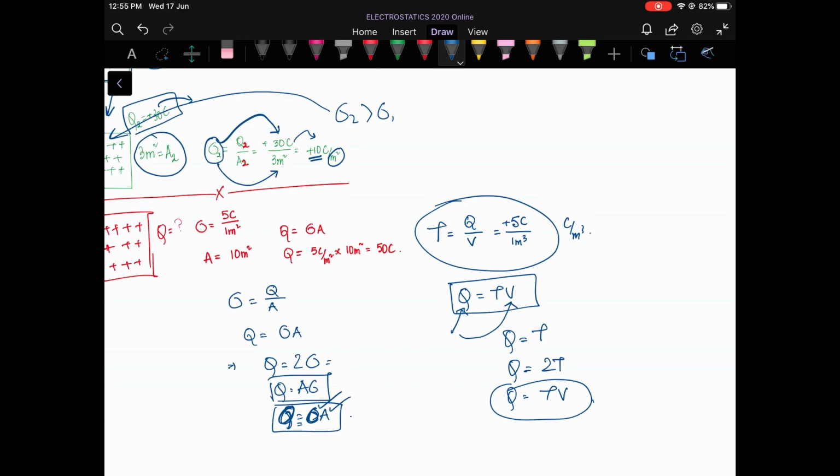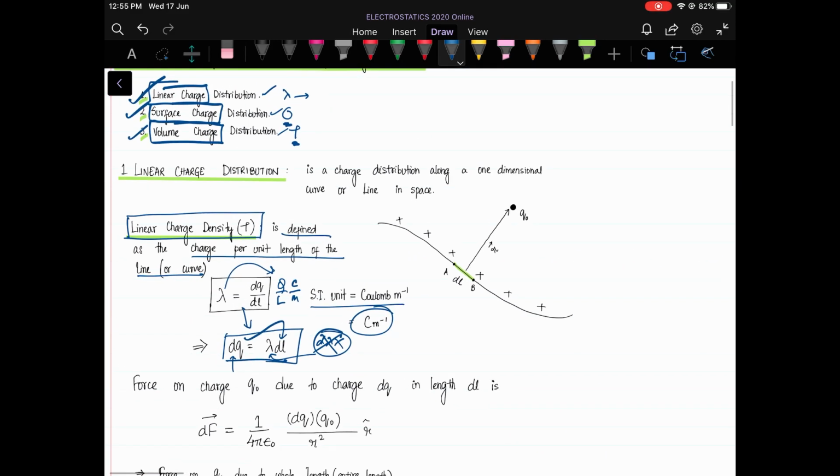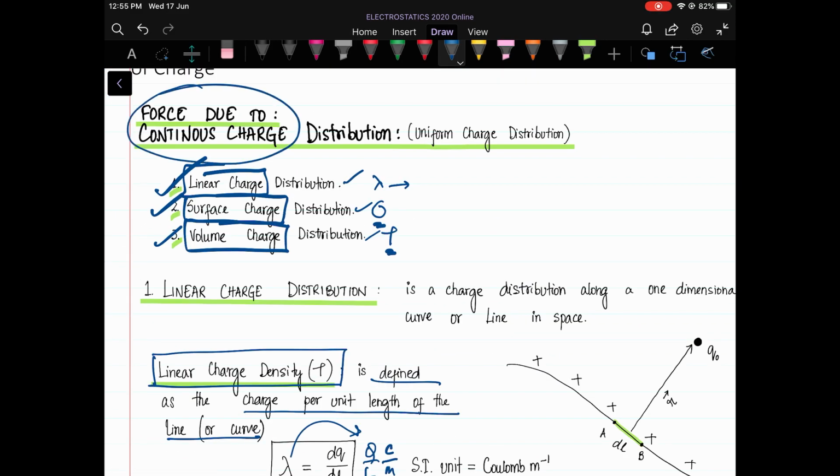All these terms that we have discussed just now, they are scalar quantities, and you have to put a plus or a minus in front of this lambda because it will represent a distribution of negative charges or maybe let's say positive charges. Let's go to our main topic, force due to continuous charge distribution.